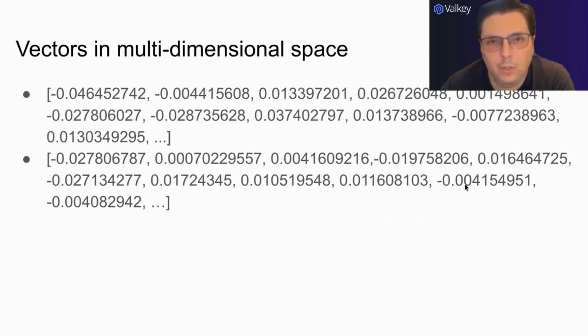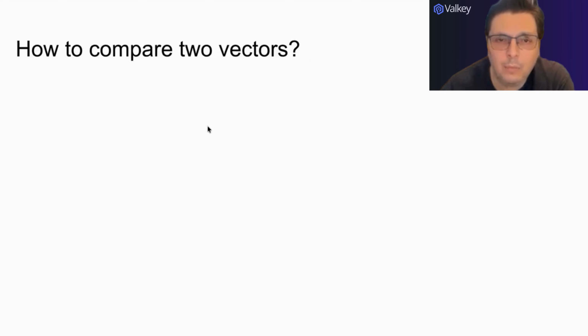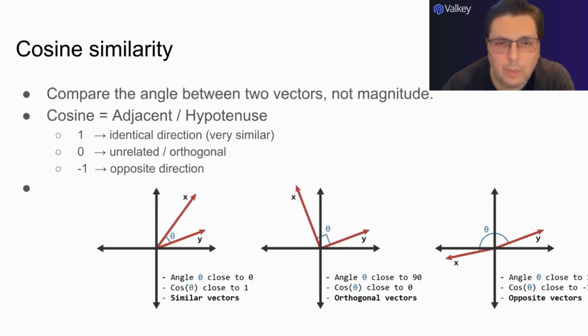Well, in reality, we don't have two dimensions. We're going to have hundreds or thousands of dimensions, and our vectors will look like this, a whole bunch of numbers. To compare them, we have several approaches to choose from. One approach is something called cosine similarity, where we don't compare the magnitude or size of vectors, just the angle.